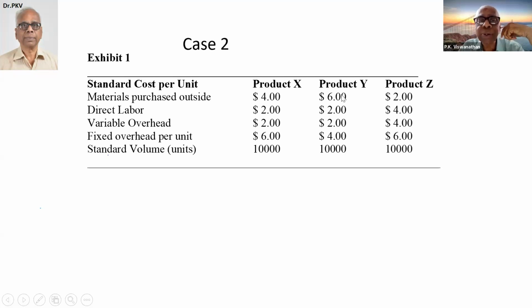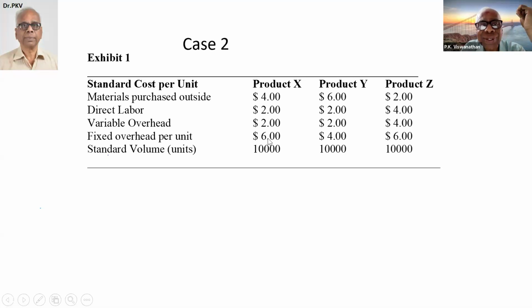So you can see here product Y, these are 6, 2, 2, 4, 2, 4, 4, 6. Now, the variable part in this case is direct labor is also treated as variable here. 4 plus 2 plus 2, for example, $8 here. 6 plus 2 plus 2, for example, this is $10. 8 plus 10 is 18. 2 plus 4 plus 4, $10. So 18 plus 10, 28. So in order to manufacture product Z, the variable part will be $28 per unit.